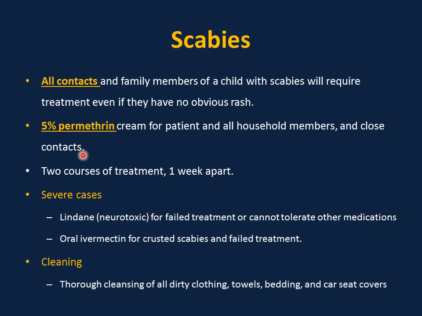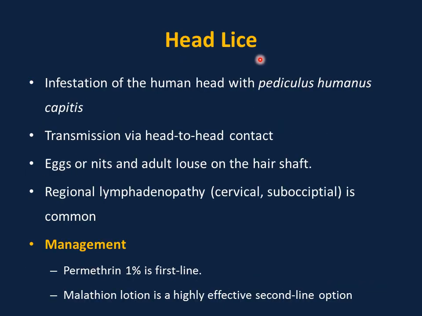Then they take a bath in the morning, and 2 courses are required, so they repeat the course of 5% permethrin cream the same way, 12 hours overnight after 1 week. Severe cases may require oral therapy. Cleaning is the key. Thorough cleaning of all dirty clothing, towels, and the sheets of the bed and the car seat covers is important. So cleaning is the key. Hygiene is the key.